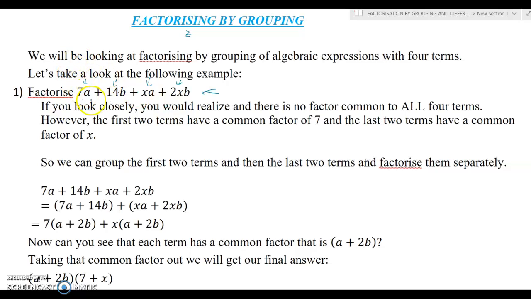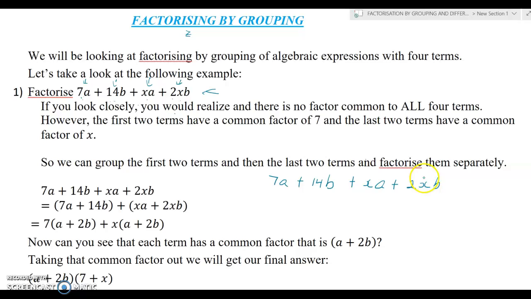If we look, we realize in the first two terms, 7a and 14b, there's a common factor of 7. Or if you look at the second two terms, xa and 2xb, there's a common factor of x. But for factorizing by grouping, one thing to note is that it is always four terms, right? So 1, 2, 3, 4. So I'm just going to rewrite the question here. I mean, it's written here already: 7a plus 14b plus xa plus 2xb.